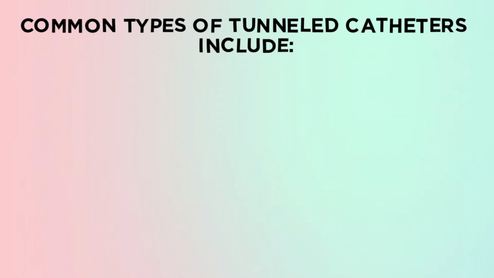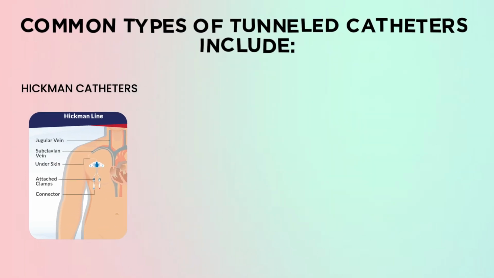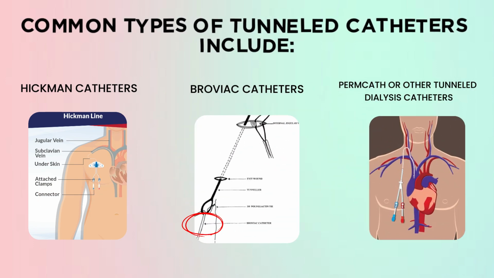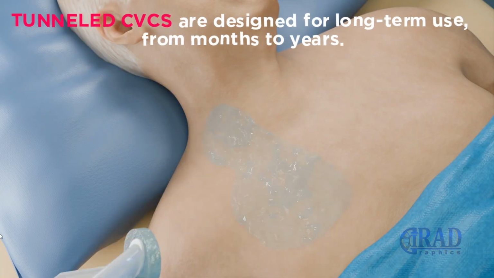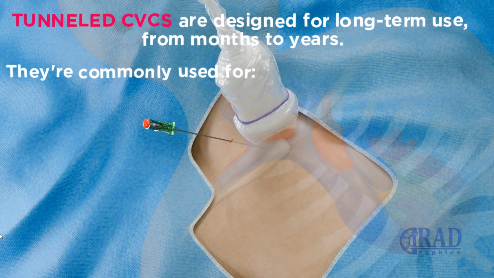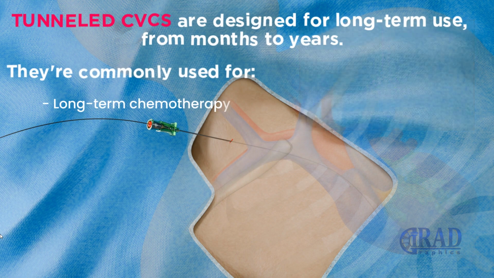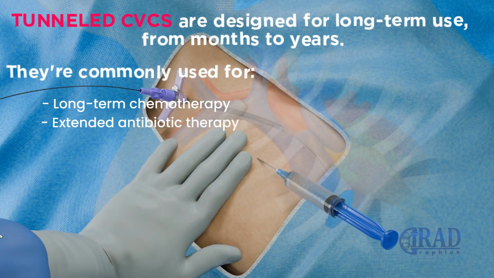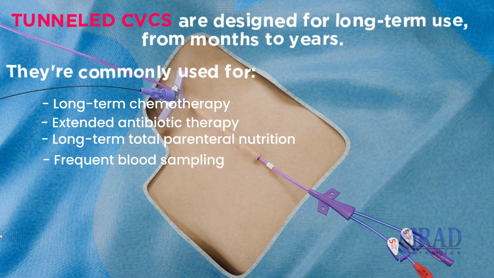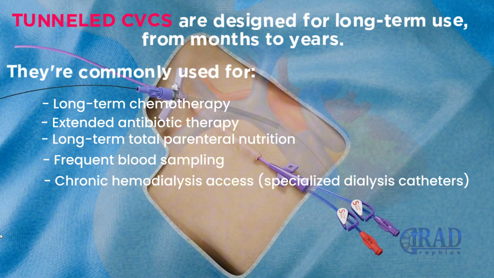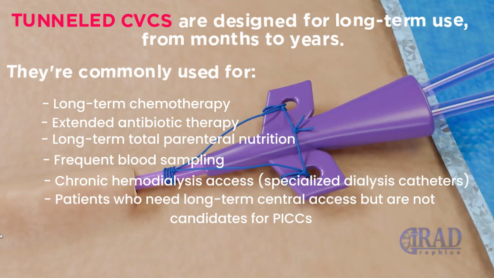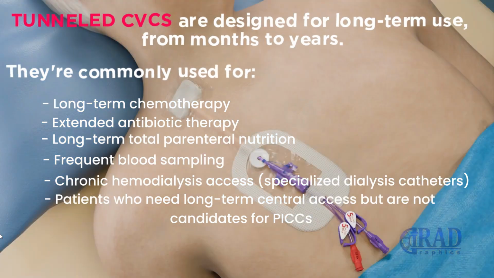Common types of tunneled catheters include Hickman catheters, Broviac catheters, PermCath, or other tunneled dialysis catheters. Tunneled CVCs are designed for long-term use, from months to years. They're commonly used for the following: long-term chemotherapy, extended antibiotic therapy, long-term total parenteral nutrition, frequent blood sampling, chronic hemodialysis access, specialized dialysis catheters, and patients who need long-term central access but are not candidates for PICCs.